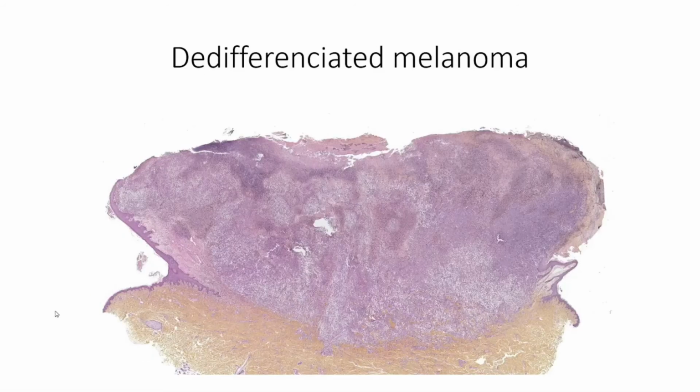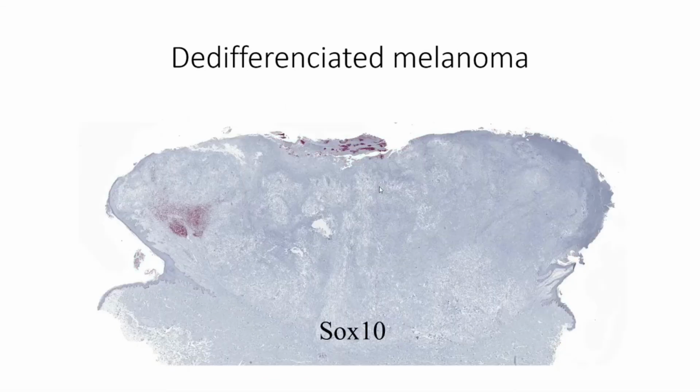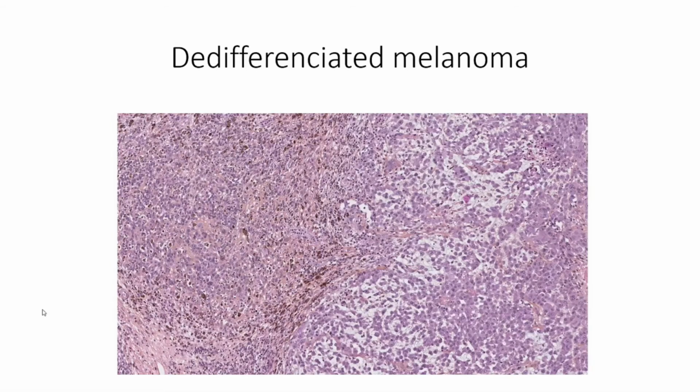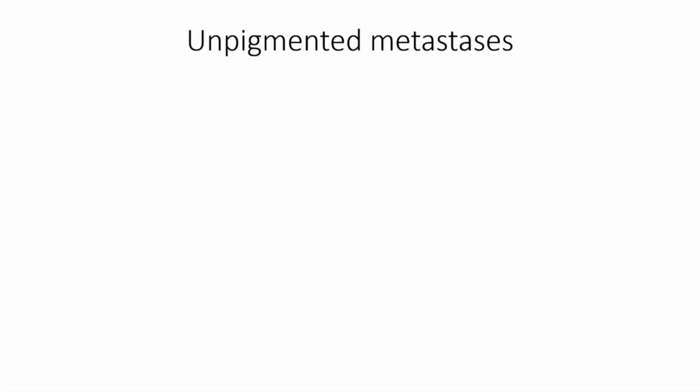Here's another example of a dedifferentiated melanoma. We have a largely ulcerated lesion, and on SOX10 there's only a focal area that is positive. We can see here a zoom in with some degree of pigmentation. On the H&E we see the pigmented area has smaller cells, and this compared to the large unpigmented clone on the side. Moving to the second topic, which is unpigmented mets.